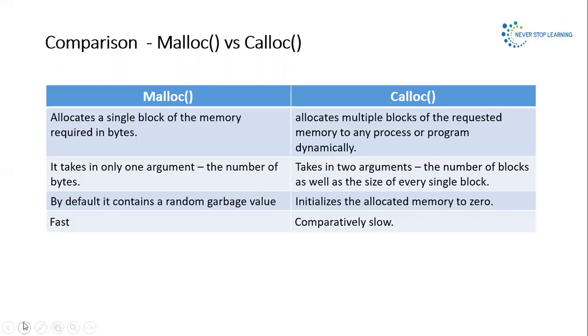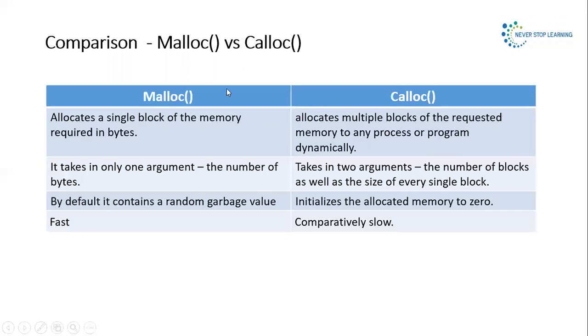The first difference: malloc stands for memory allocation, calloc stands for contiguous allocation. Another thing is malloc allocates a single block of memory of the size required in bytes, whereas calloc allocates multiple blocks of the requested memory to a program dynamically. If you remember the syntax, malloc allocates only one block of memory.